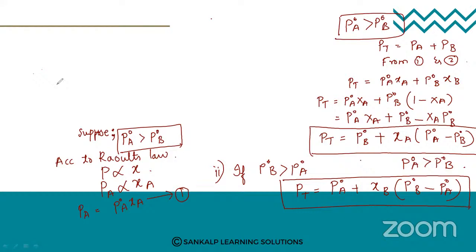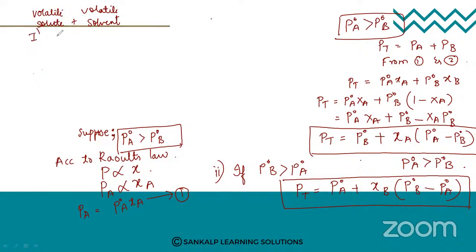Okay. So now, Raoult's law, that is the graph of Raoult's law. For the solution containing volatile solute plus volatile solvent, we are going to see the graph for this condition.